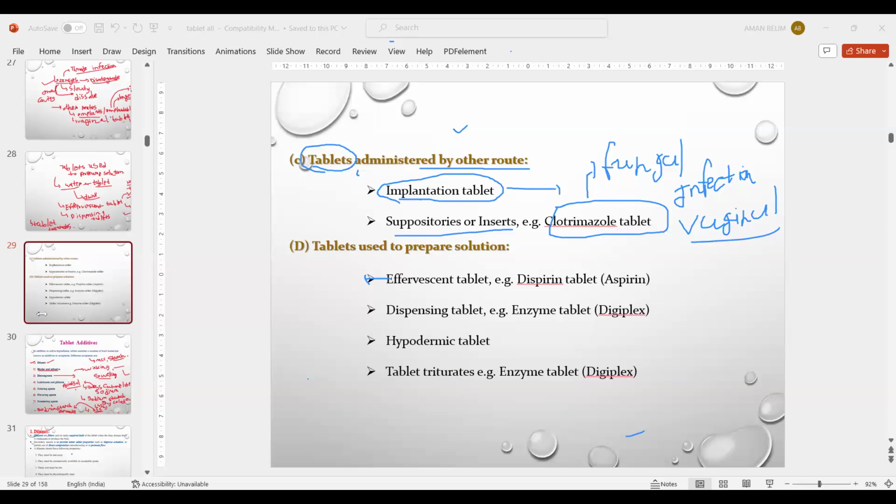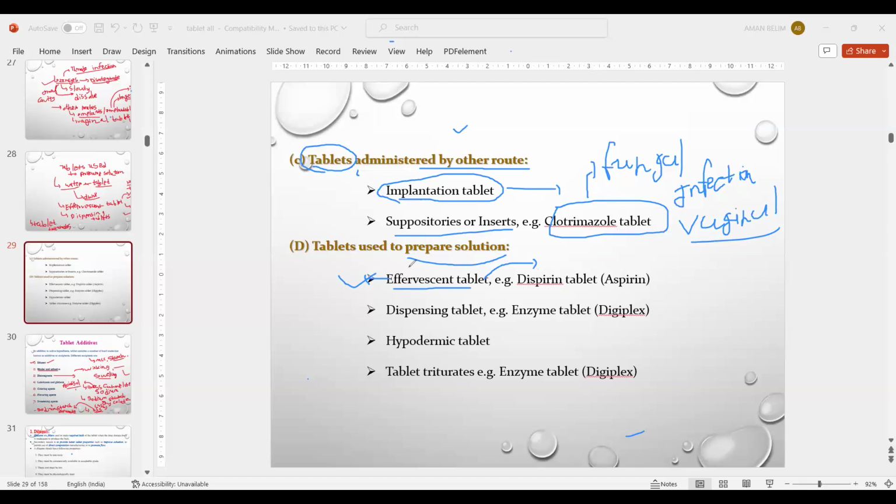Okay, then the other types are the tablets used to prepare solution. It means that we have to use it with water. Okay, right. The best example is Disprin tablet. As you all know, those tablets are effervescent tablets, and this effervescent tablet contains which ingredient? Which ingredient will be there in effervescent tablet? Type your answer in chat box.